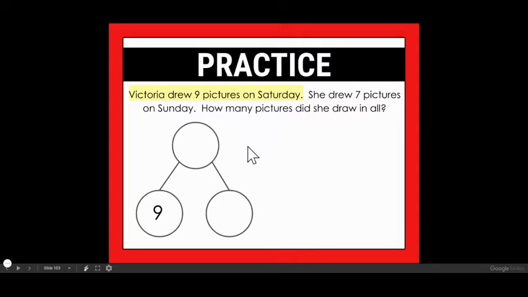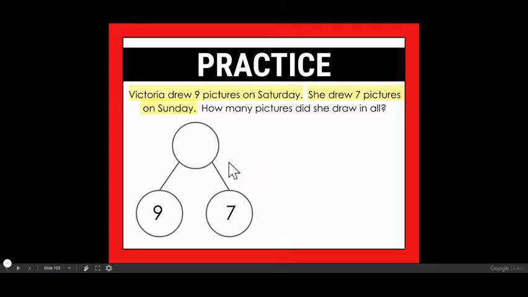Now let's read my next sentence. It says, she drew 7 pictures on Sunday. Again, I ask myself, would that be the total or is that just going to be another part? Well, that's not our whole, that's just another part. So I'm going to put that in our other circle. So I see that I filled up my 2 parts.